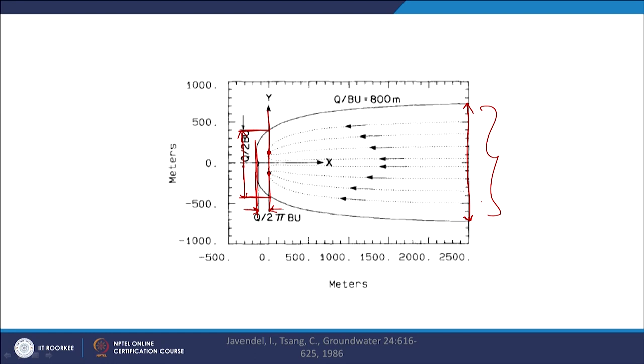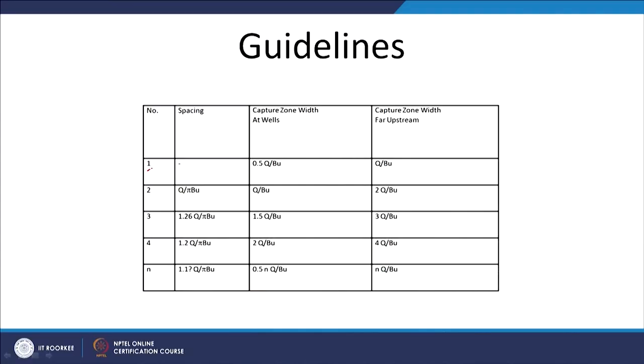So, these are different wells, and it will also give you an idea about the spacing between the different wells, let us say. And based upon this, obviously, you can design for the relevant aspects. So, here what do we have? For example, for 1, 2, 3, 4 and different kinds of wells, we have the spacing between the wells, capture zone width at the wells, and capture zone far upstream.